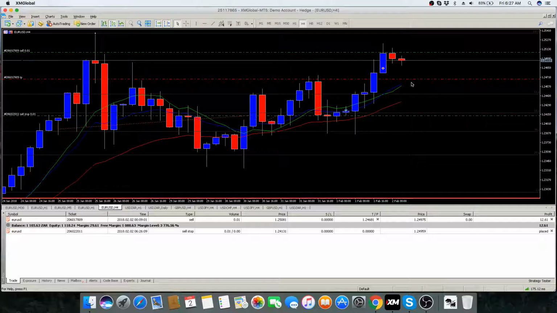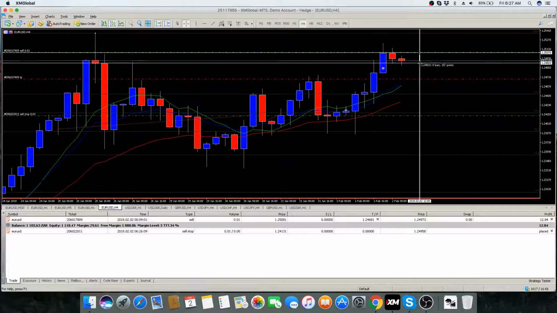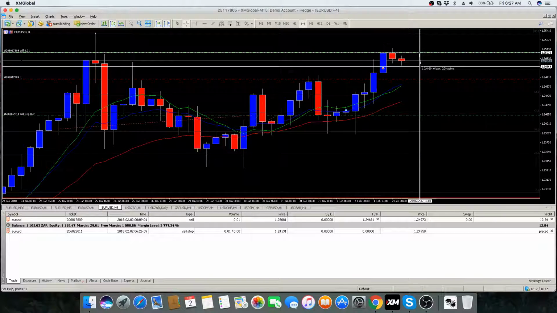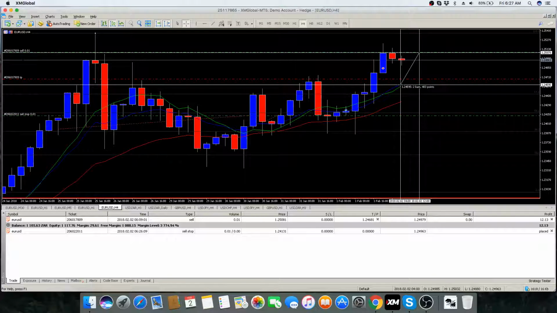If not, I'll see during the day if I can lock in my profit. I want to lock it in at exactly 25 pips. 25 pips. Around about here. Yeah, that looks about right because it could come right here and then continue on.